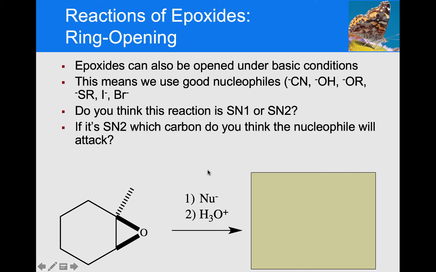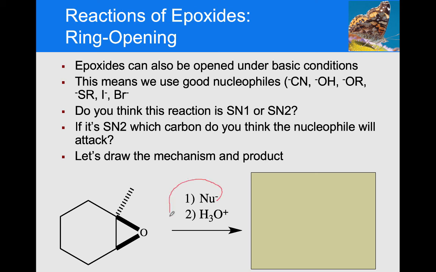So what's going to happen here is, because this is a good nucleophile, this is going to attack the secondary carbon here. So let's draw the mechanism and the product of this reaction. This negatively charged nucleophile is going to attack the less hindered carbon and open this up right away. Now when it does that, it's going to open that up in an SN2 fashion.